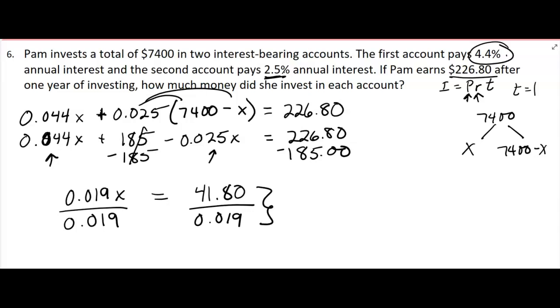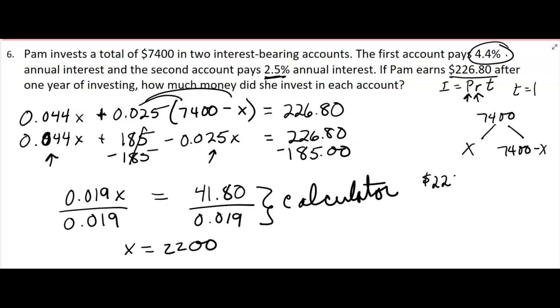And this is a calculator. You and your calculator. Sometimes it's just easier to do it that way. And you're going to get x equals 2200. So here comes your answer.